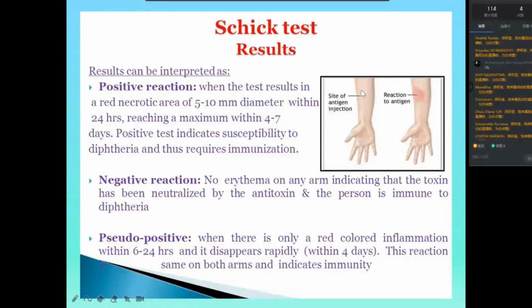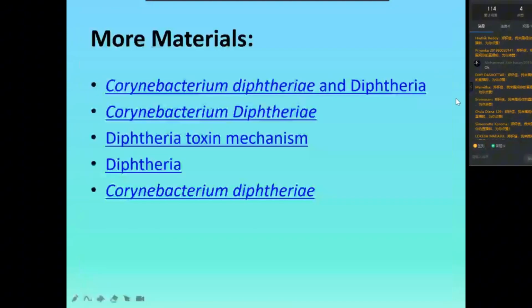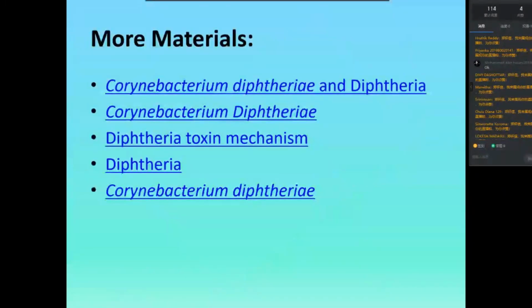And if it's a negative reaction, like this, there's no erythema on the arm, indicating that the toxin has been neutralized by the antitoxin, and the person is immune to diphtheria. So this is the Schick test to see whether an individual is protected or not. I guess you can find a similar introduction in our textbook. Okay, so that's all for this topic, Corynebacterium diphtheriae.